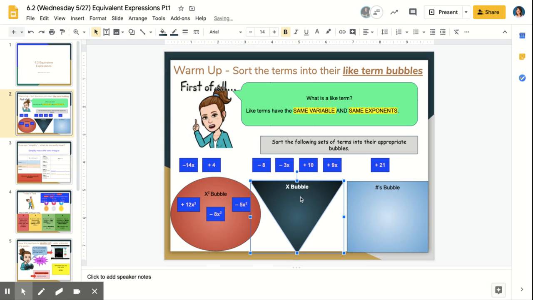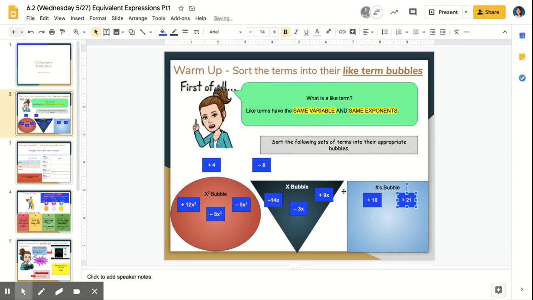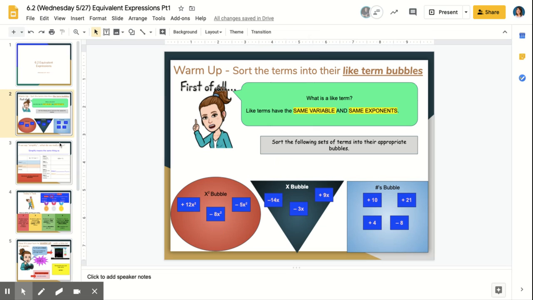All right, now we have our x terms. So I have negative 14x, negative 3x. Do you see any more? 9x. All right, and then we have our numbers. So that is anything without a variable. So I have positive 10, positive 21, positive 4, and negative 8. All right, looks good so far.